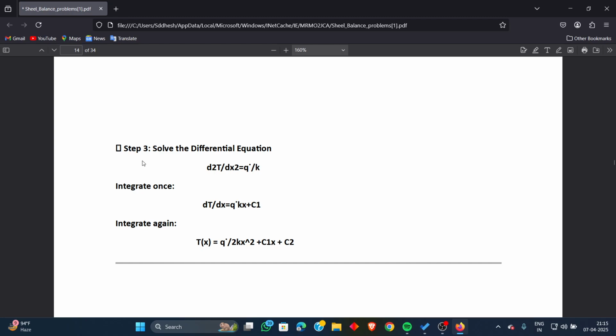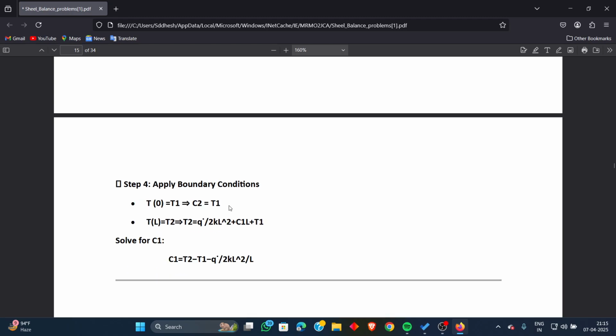Step 3 is a very complicated one, as this differential equation is very different from what we have faced in the other questions. But we have to move to the next step, that is applying the boundary conditions. T(0) is equal to T1, so C2 is equal to T1. T(L) is equal to T2, so T2 is equal to minus Q dot upon 2K L square plus C1 L plus T1. After solving for C1, we get C1 is equal to T2 minus T1 plus Q dot by 2K L square, all divided by L.